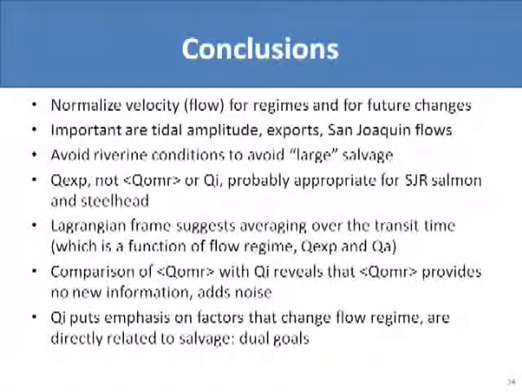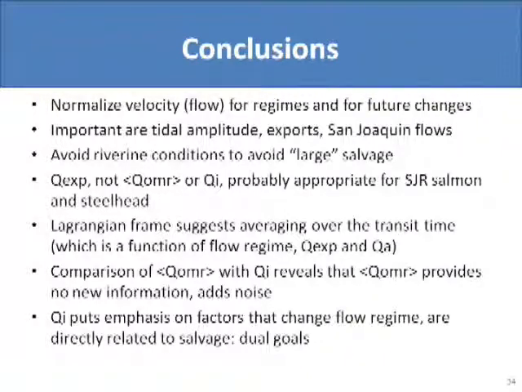Comparison of the measured OMR and QI indicates two things. You're leaving out, of course, Indian Slough. You're not getting all of what the export effect is by leaving that out. But in terms of fish salvage, it's not adding a whole lot of information. It can be adding noise, and you have to be cautious of that.